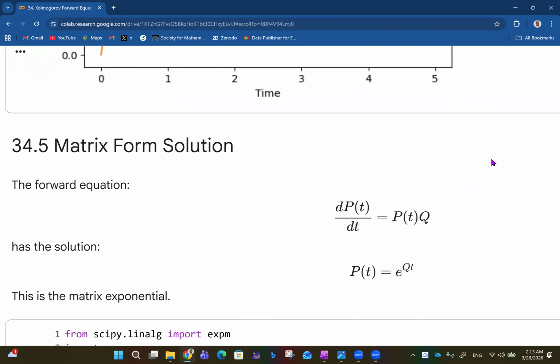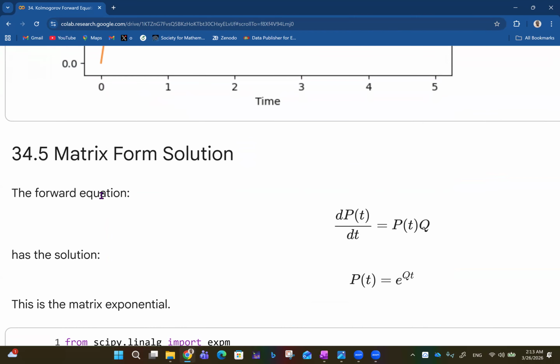Then you can still talk about the matrix form solution. For the forward equation, dP(t)/dt is P(t)Q, and it has a solution that P of t is e raised power Qt. If you remember, our probability transition function or matrix is given as e raised power Qt. This is how we got it. This is more like a proof for getting this, because if you solve this now, you have dP(t)/dt.